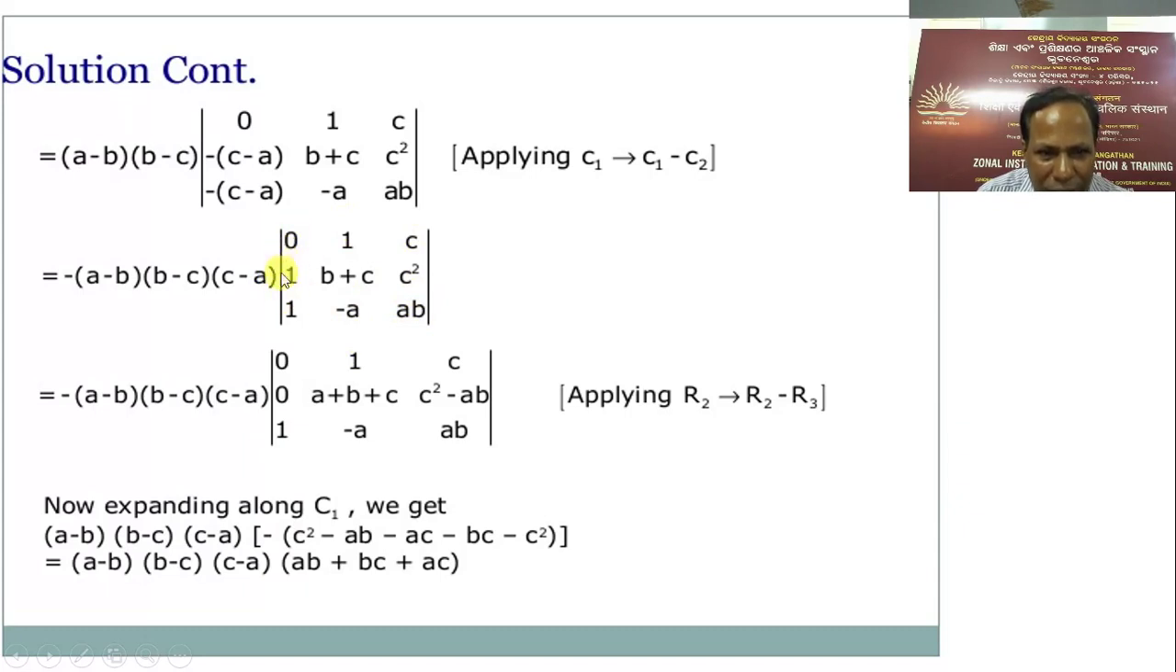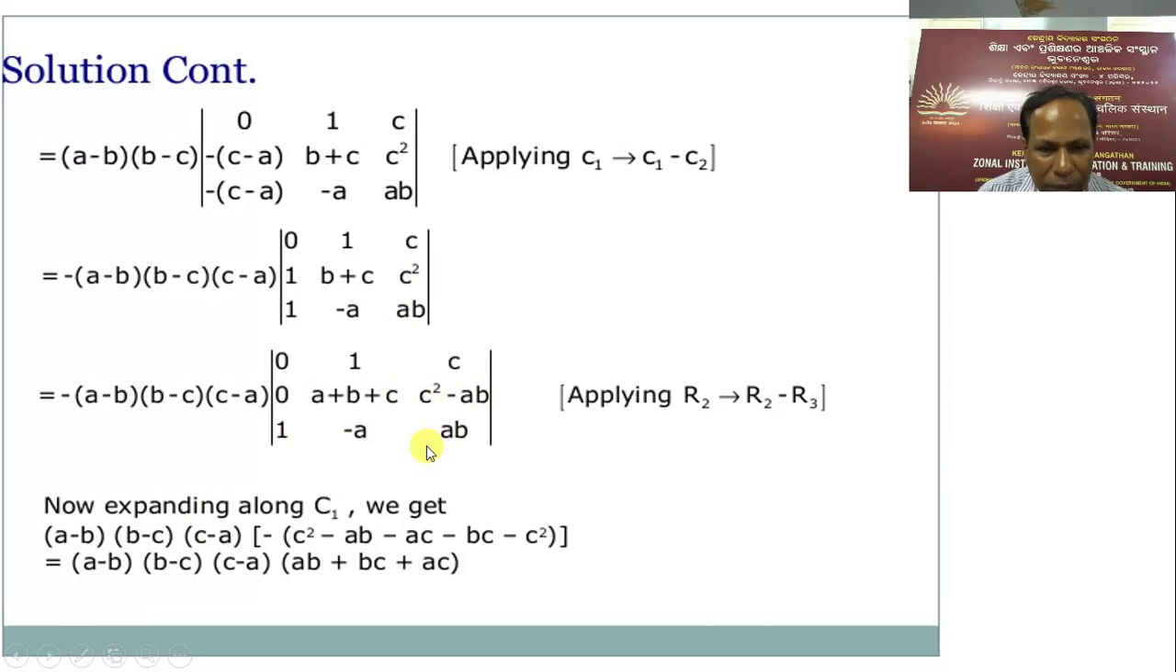Now let us make this quantity 0, by applying the property R2 replaced by R2 minus R3. So this total quantity remains as it is. Now the first row remains as it is. The only change is in the second row. How is it changed? It is changed by R2 minus R3. So 1 minus 1, 0. B plus C minus of minus A becomes A plus B plus C, and this will be C square minus AB, and no change in the third row.